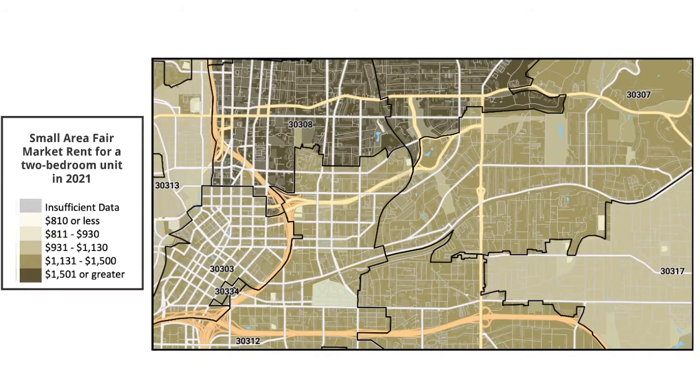As you can see on the map, the small area FMRs for a two-bedroom unit in a region can vary significantly across zip codes. Small area FMRs will allow the PHA in this region to select payment standards that increase the number of units that are accessible to voucher holders in these higher-cost neighborhoods.